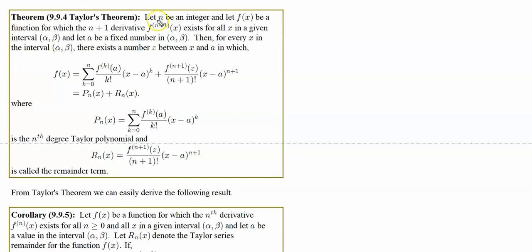So we start out with n representing some integer. We're given a function f of x, and we assume that the n plus first derivative of your function exists for all x in some given interval. So this alpha to beta just represents some interval in the real number line. We also pick a fixed point a that's in this interval. So a is just some fixed value that you are given within this interval.